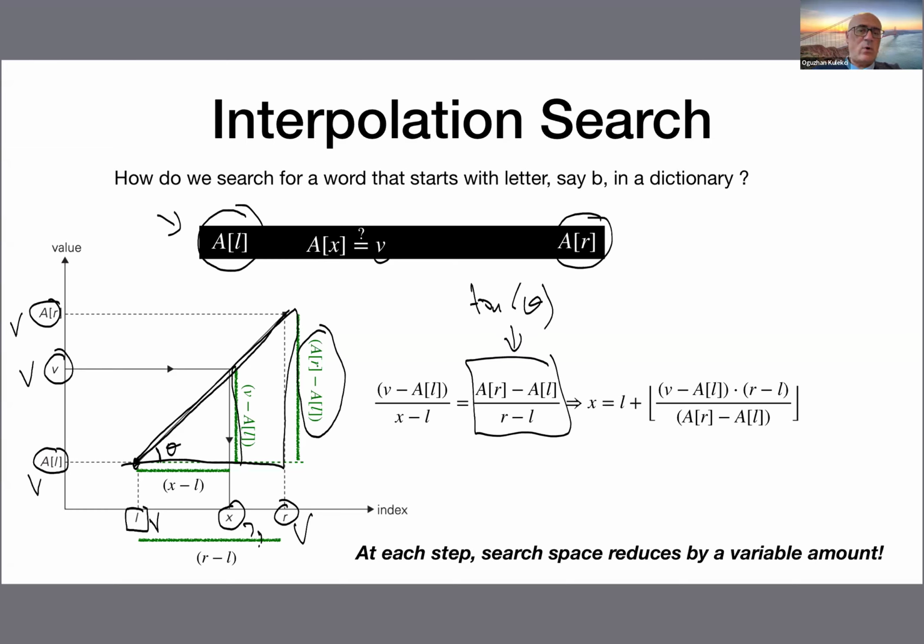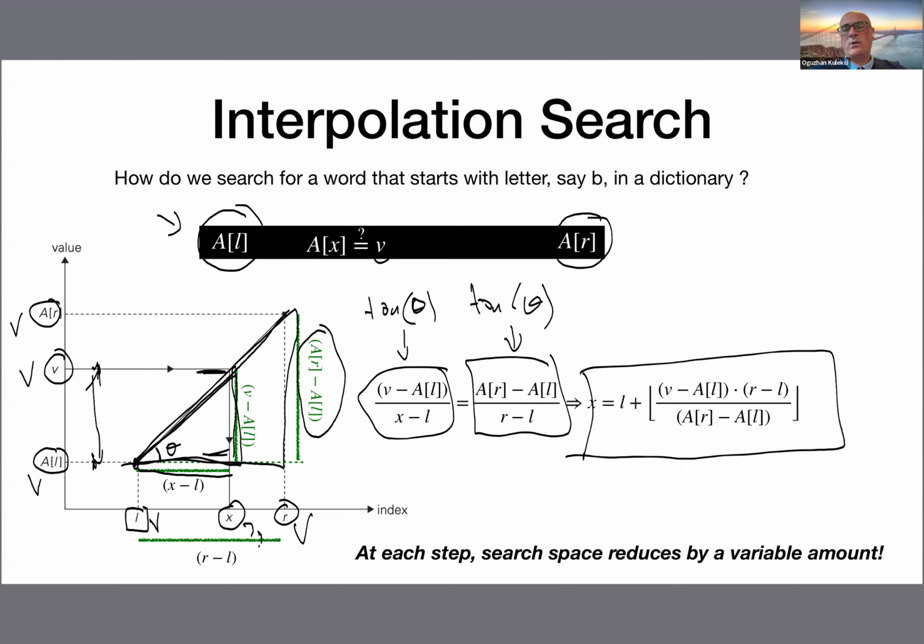Similarly, on the small triangle, this part is equal to V minus AL, it is here, right? And what is this? This is equal to X minus L. This is again tangent theta. Okay, these two are equal to each other. If you solve this equation, you will see that X is equal to that one.